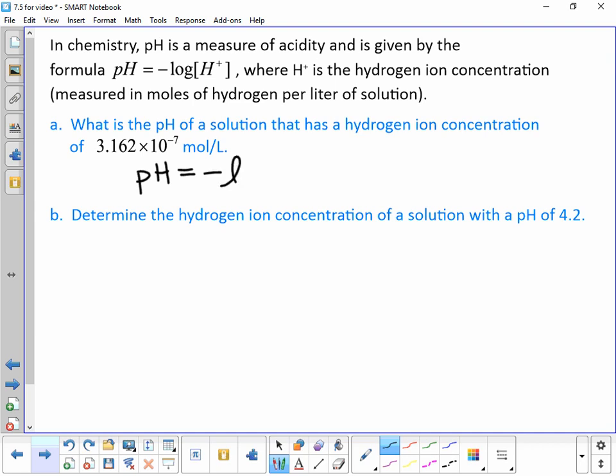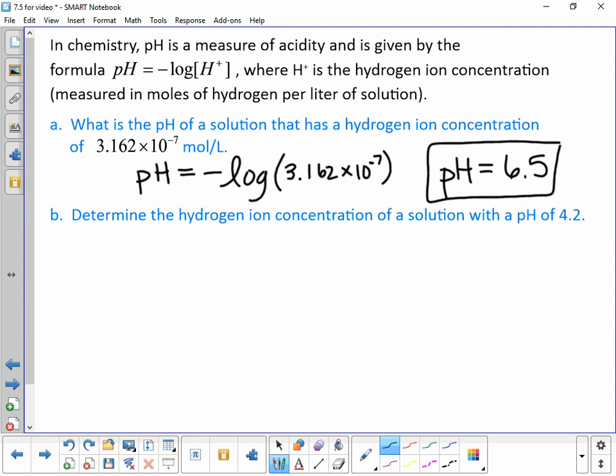Well, pH is equal to the negative log of the concentration of hydrogen ions. Whoops, not 7. Sorry. 3.162 times 10 to the negative 7th. And we can use our calculator to evaluate that. You just type it in as it is. And when we evaluate that, we find that the pH of this solution is about 6.5. So it's slightly basic. 7 is neutral. It's okay if you don't know that, but if you were in chemistry, you might recognize that.